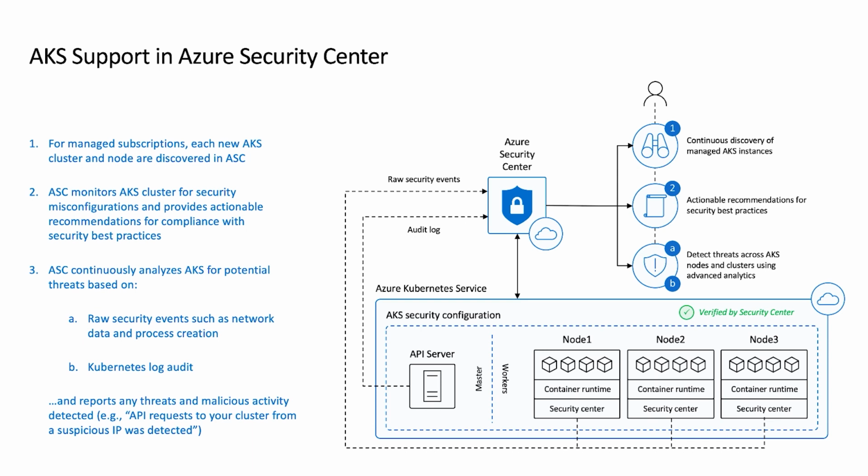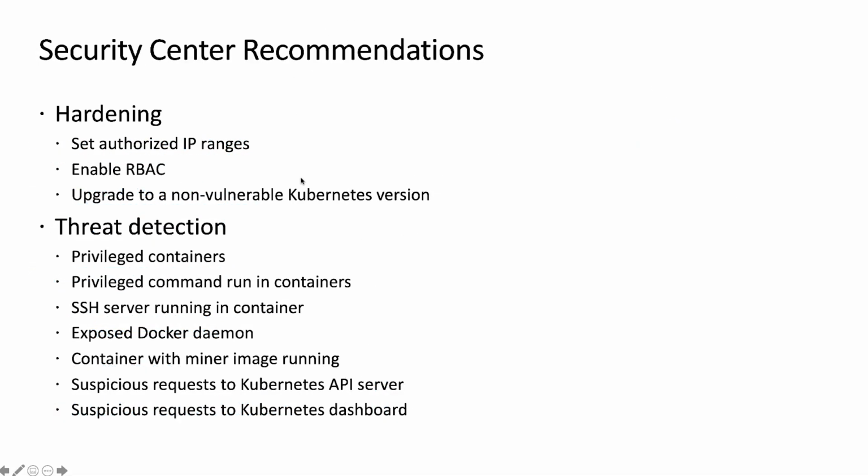And this is where it can really provide value, in the sense that if you're not aware of the type of activity within a Kubernetes cluster that may be deemed suspicious, it can actually surface things that you should go and take a look at. Specifically, the recommendations that it's providing today, again initially around cluster hygiene, are setting authorized IP ranges, which we'll talk about in a second, enabling Kubernetes RBAC, and ensuring that you're upgrading to non-vulnerable Kubernetes versions.